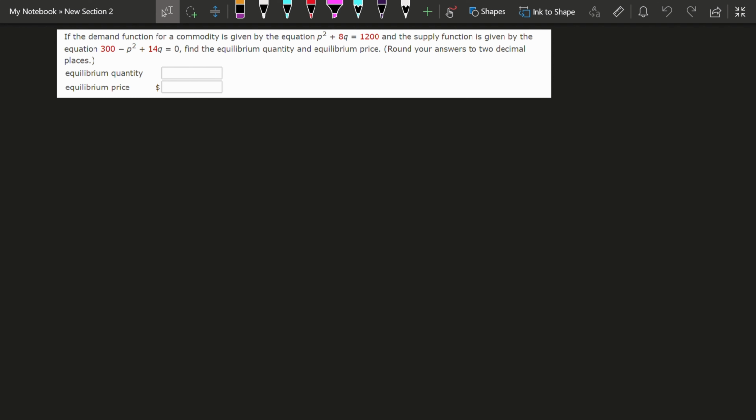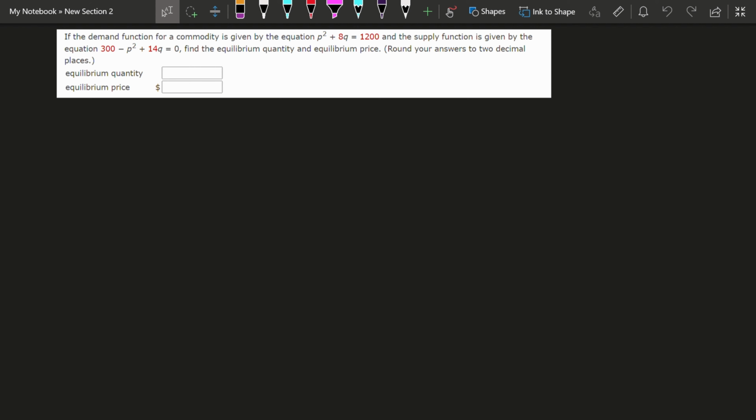So the problem in front of us gives us the function for the demand and the function for the supply. So this is a supply and demand equation. We have to find the equilibrium quantity and the equilibrium price. First, let's write down our two equations.